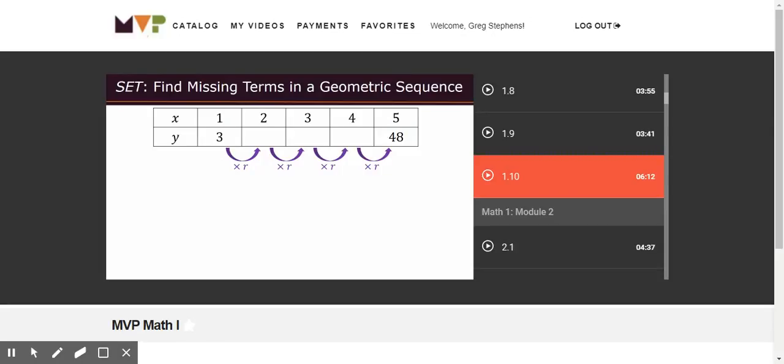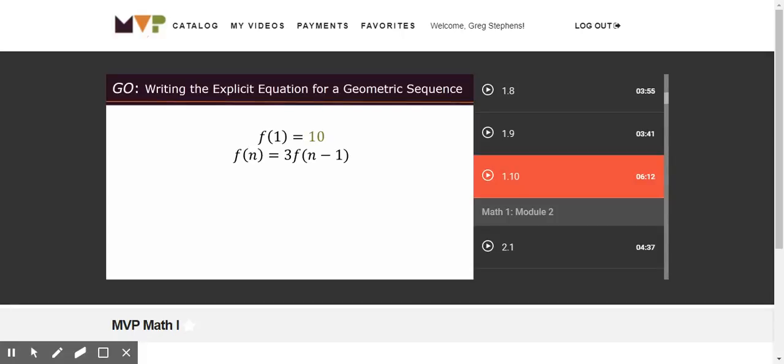Recall that each time you move in a geometric sequence, you must multiply by the same number. So, if you began with a 3 and you jumped 4 times, and now the value of the term is 48, you would be looking for the number r, which makes the equation 3 times r times r times r times r equals 48 true.